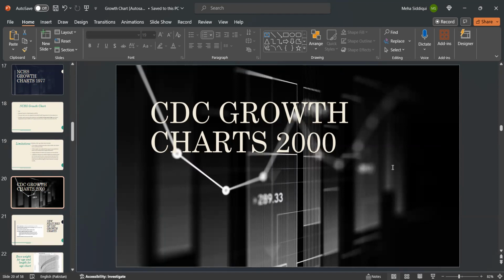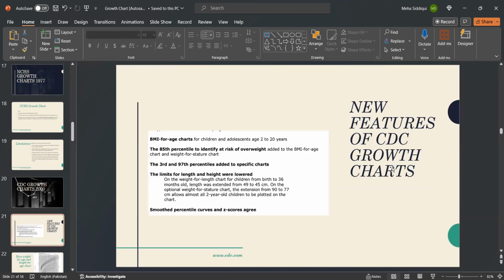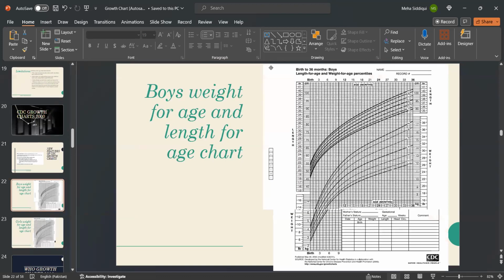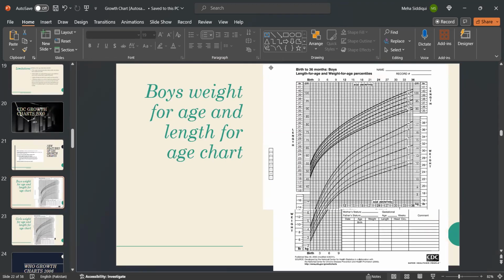Now, coming to the CDC Growth Chart 2000. The new features of the CDC growth charts: there are BMI for age charts for children and adolescents aged 2 to 20 years, the 85th percentile to identify at risk of overweight added to the BMI for age chart and weight for stature chart, and 3rd and 97th percentiles added to specific charts. The limits for length and height were lower. Smooth percentile curves and z-scores agree. So these are the charts for both boys and girls.